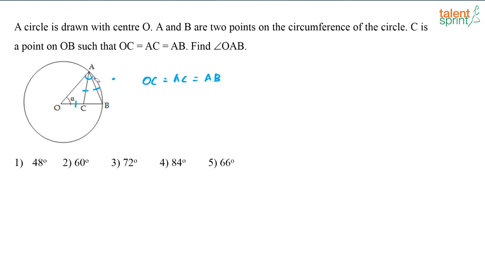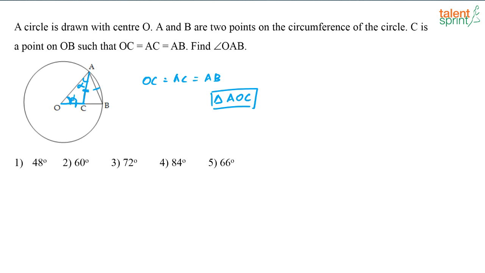See, first I am going to consider the triangle AOC. If I consider this triangle AOC, what can I say? I can say that OC is equal to AC. That is, these two sides are equal. If these two sides are equal, then these two angles will also be equal. It's an isosceles triangle. So if this angle is alpha, then this angle is also alpha. That is the first property that we have made use of here.